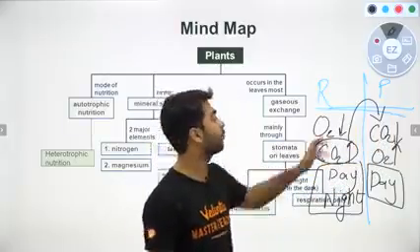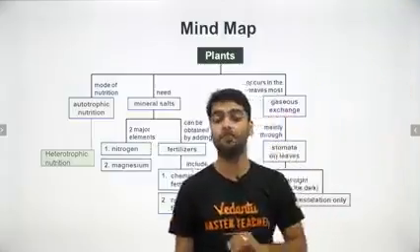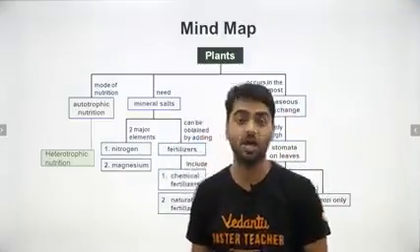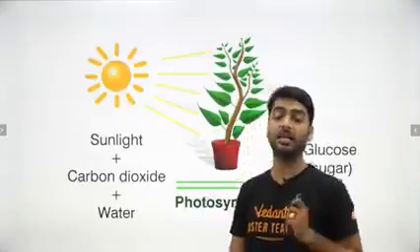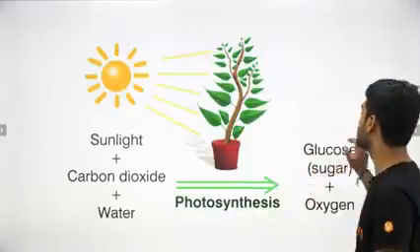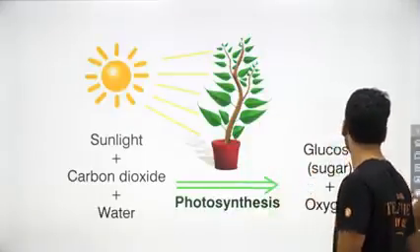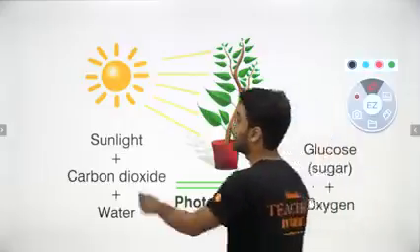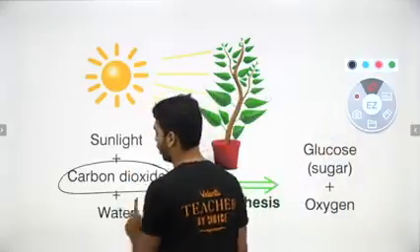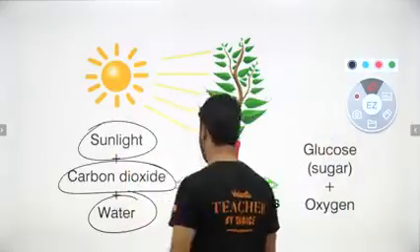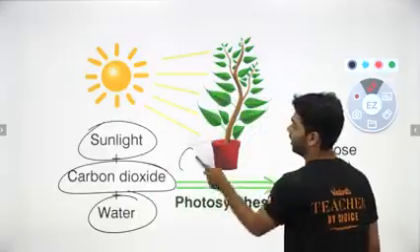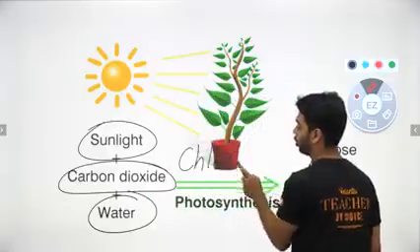So these are very important processes that take place in the plant, that is, the gaseous exchange. But as assured, let us learn in detail about photosynthesis. So what is exactly the process of photosynthesis? In the process of photosynthesis, plants take in carbon dioxide along with water in the presence of sunlight and the green pigment called chlorophyll.